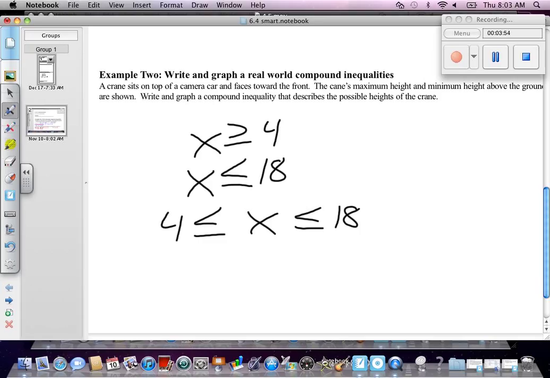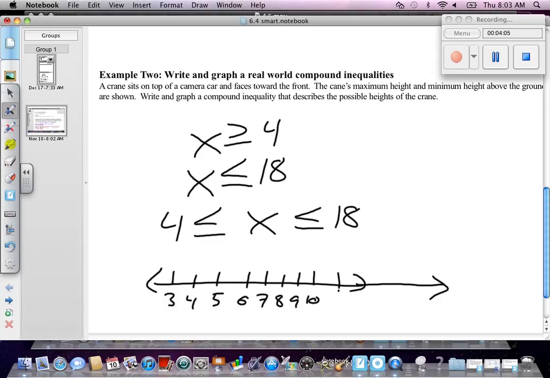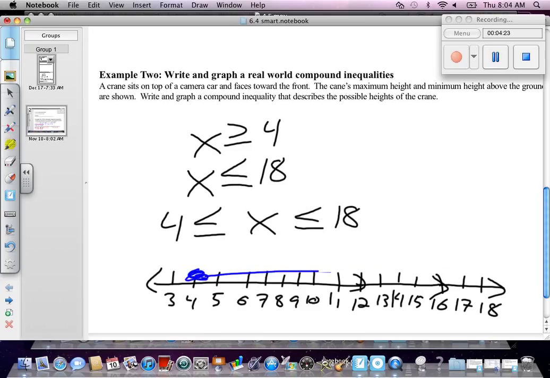Okay, so let's graph it. You've got to make another line. So we have a closed circle over 4, and x is greater than or equal to it. And we have a closed circle over 18, and x is less than or equal to it. So is this an "and" or an "or" statement? That's an "and", because it's pointed towards each other.